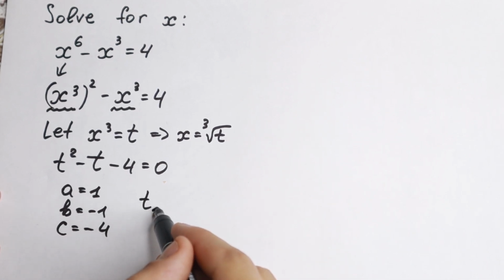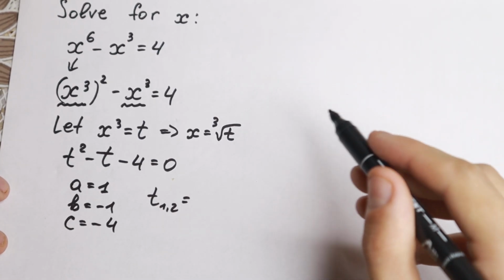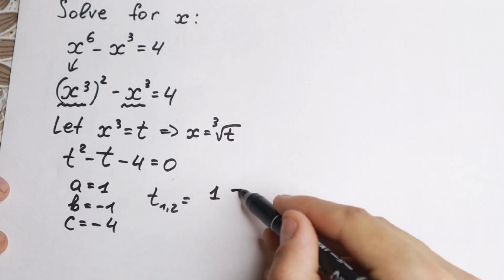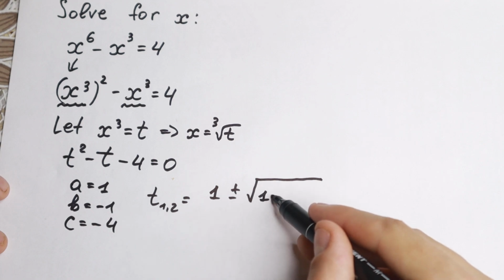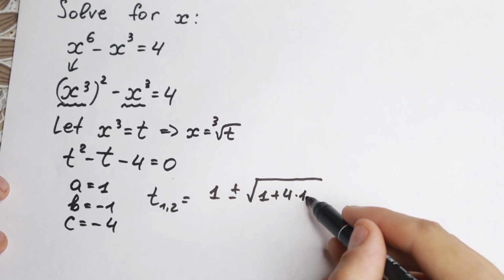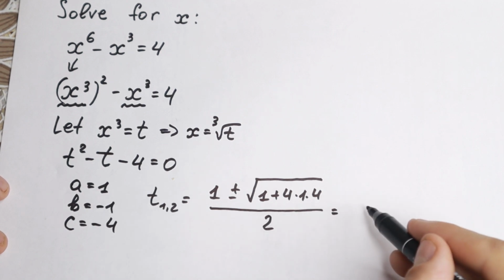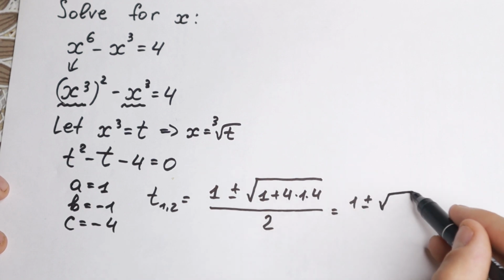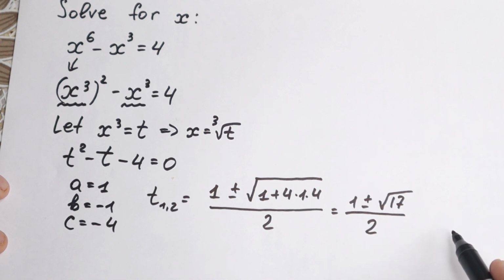So as a result, we can write two roots right here. This is a quadratic equation, so we can find two roots real quick. So we will have minus b, which is 1, plus minus the square root of b squared minus 4ac, so 1 plus 4 times 1 times 4, and over 2a, which is equal to 2. So as a result, 1 plus minus, right here we will have 16 plus 1, 17, square root of 17, and over 2. So right here we have two roots, but one really interesting moment.